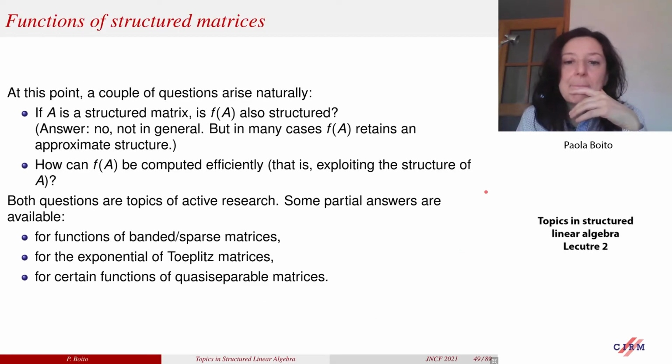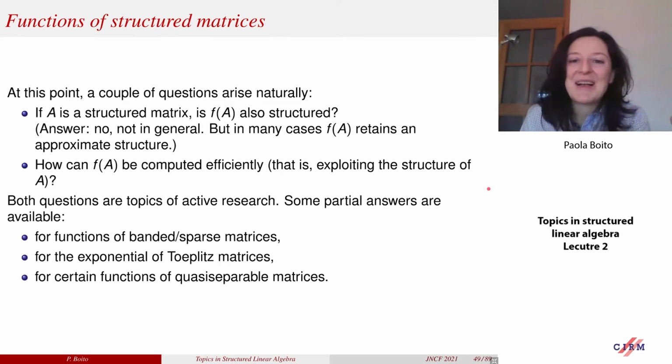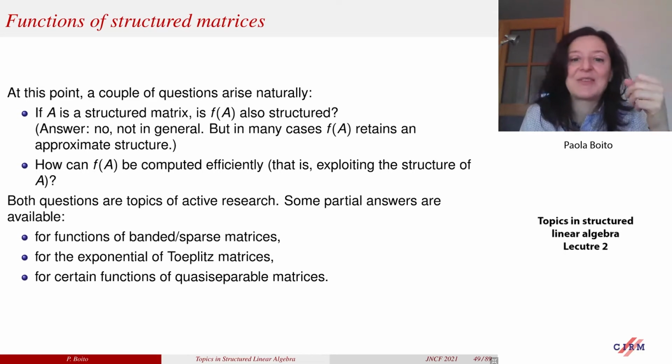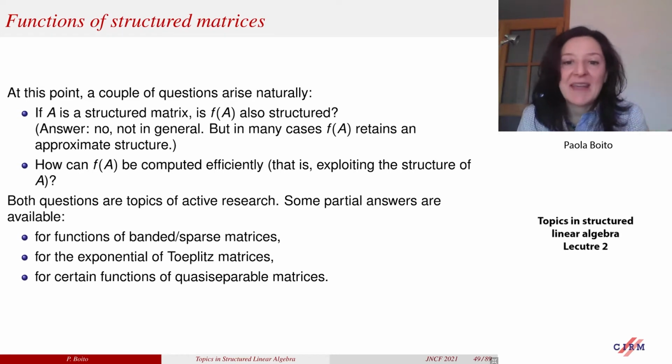Okay, so now this talk is about structured matrices. So the natural question that arises is, what can we say about functions of structured matrices? And in particular, we can ask, first of all, if A is structured, is f of A again structured? So the answer is, in general, no.